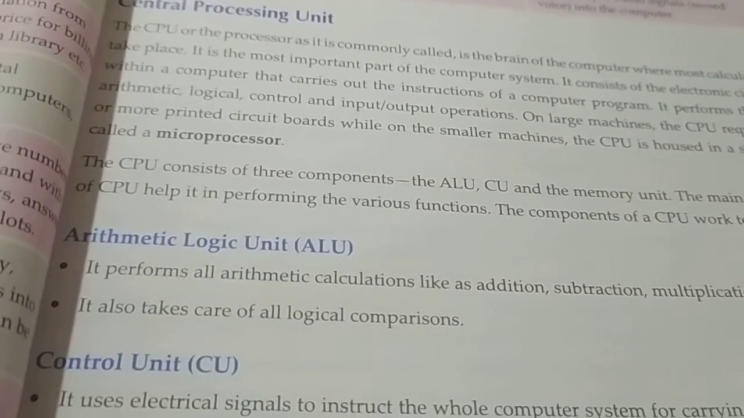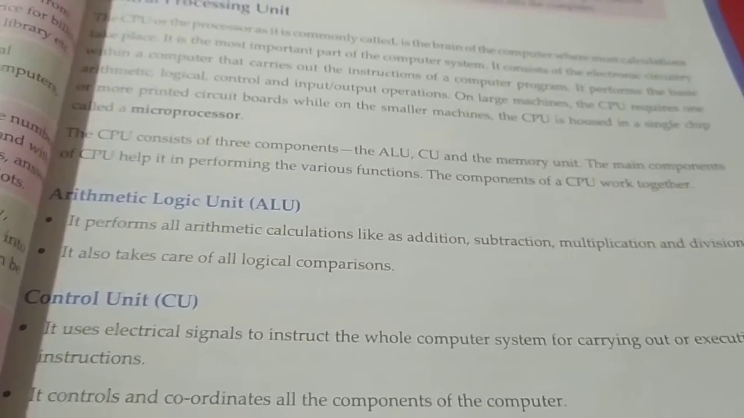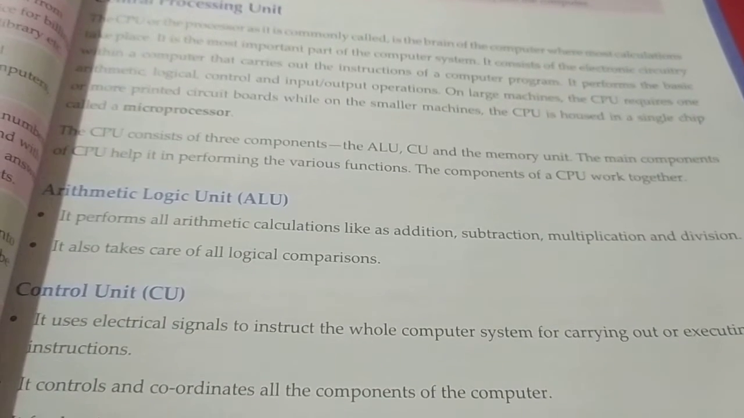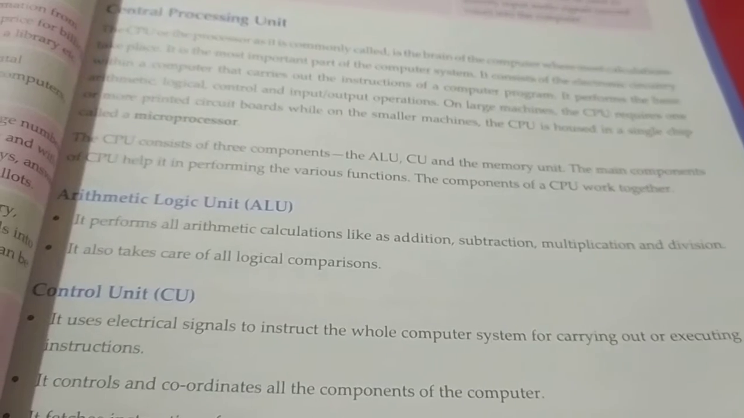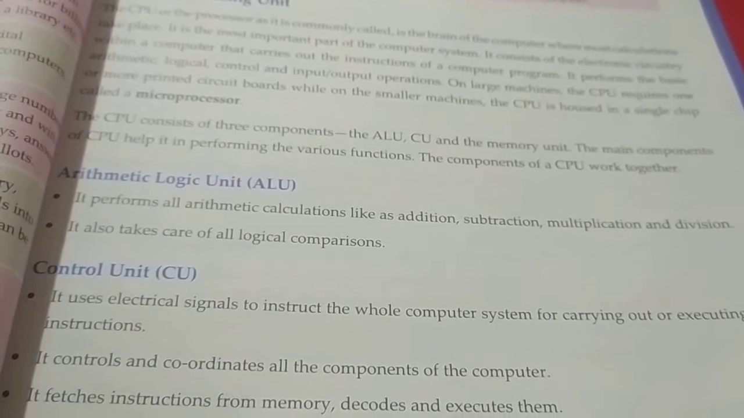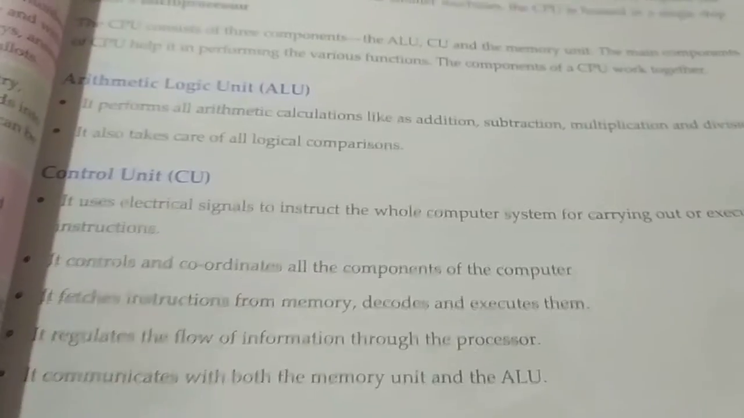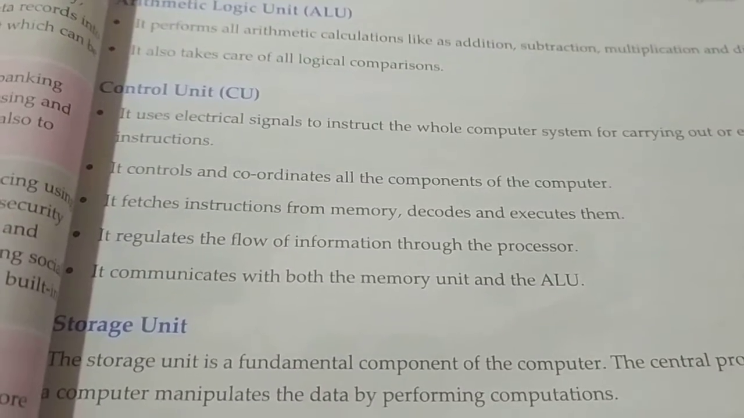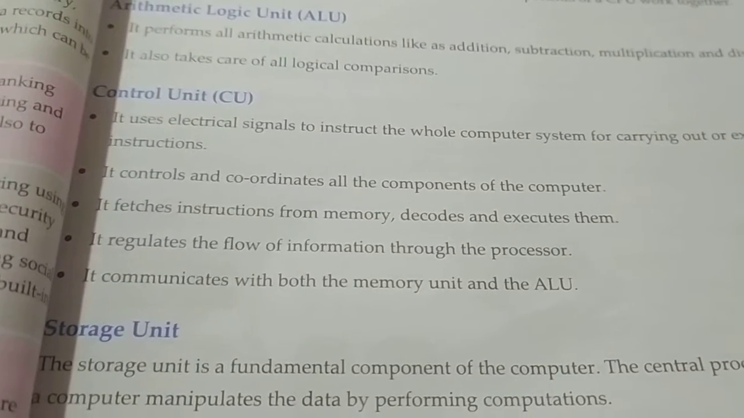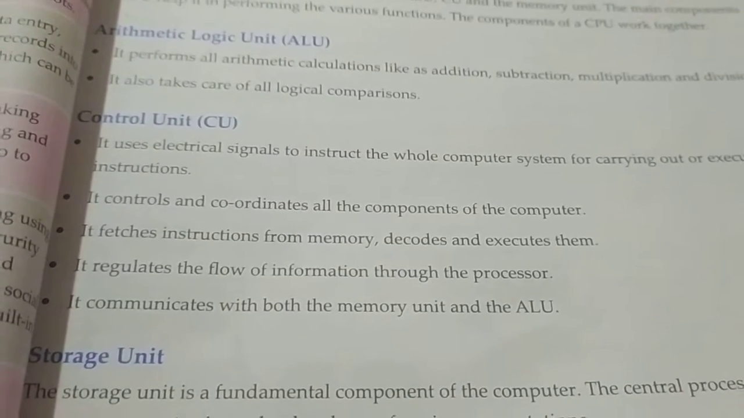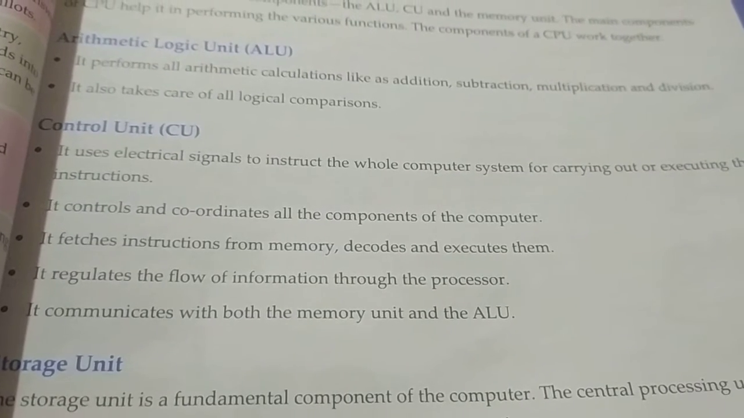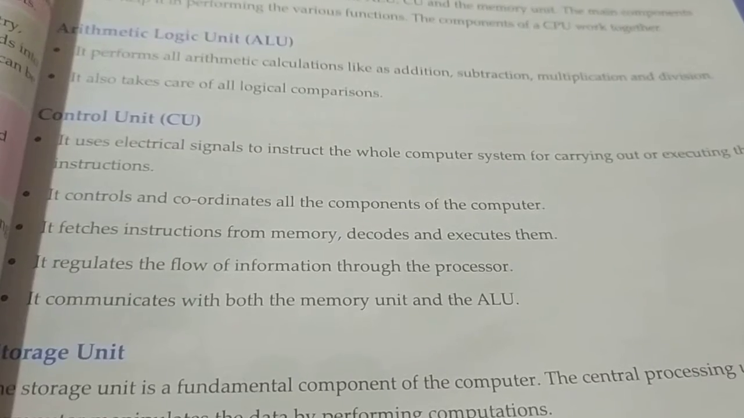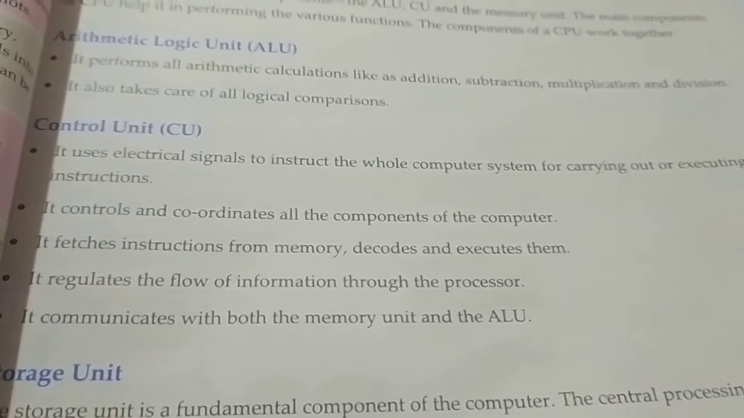First is arithmetic logic unit. It performs all arithmetic calculations such as addition, subtraction, multiplication and division. It also takes care of all logical comparisons. Next is control unit. CU is called a control unit. It uses electrical signals to instruct the whole computer system for carrying out or executing instructions. It controls and coordinates all the components of the computer.